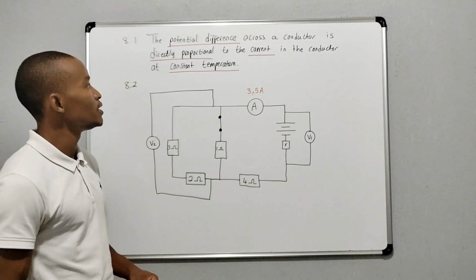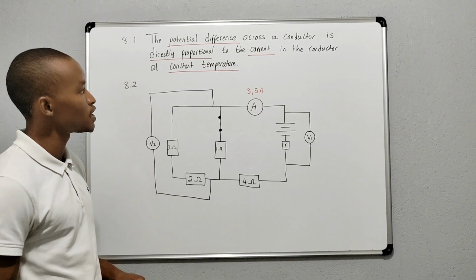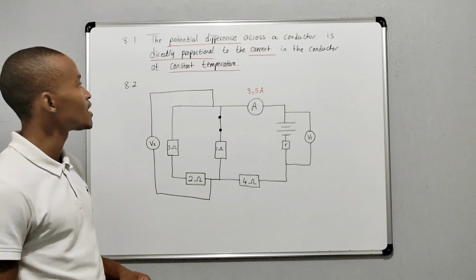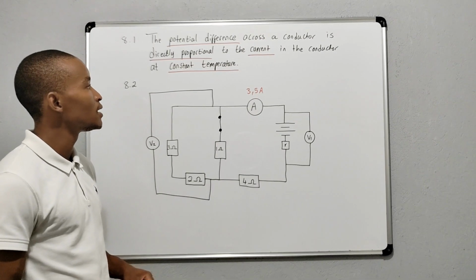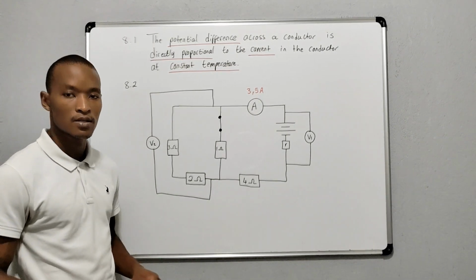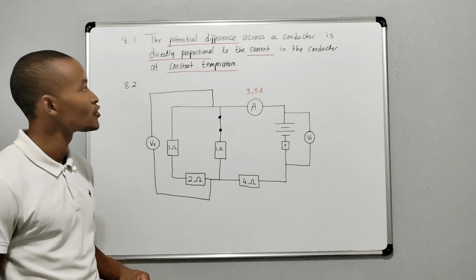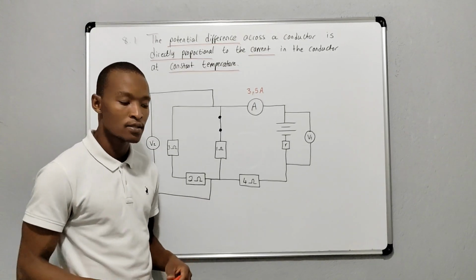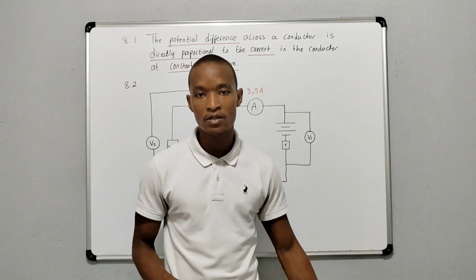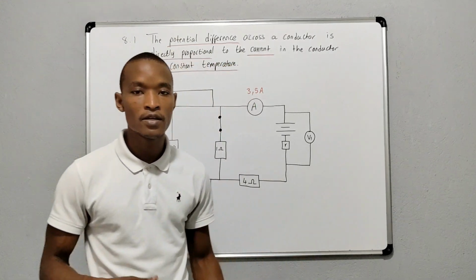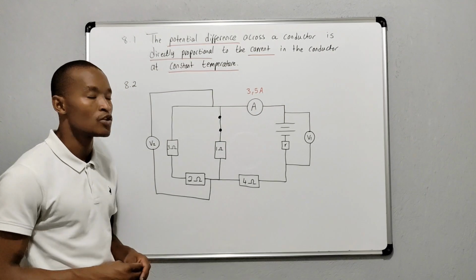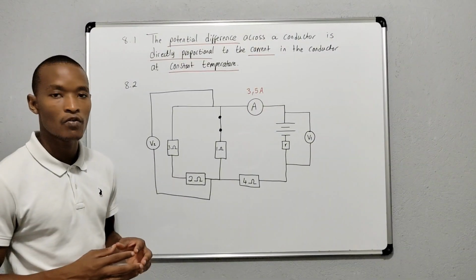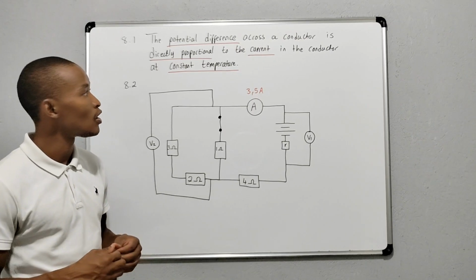Alright, so we expect the following definition or statement of the law. The potential difference across a conductor is directly proportional to the current in the conductor at constant temperature, right? That's how you achieve the 2 marks there, and the important keywords that are underlined are definitely mark allocated. So therefore, if they are not there, it's very difficult for you to get the 2 marks. So let's ensure that we have those keywords as part of our statement of the law.